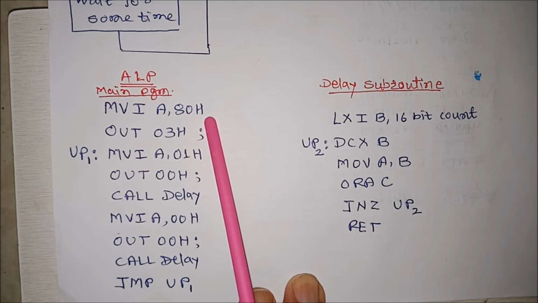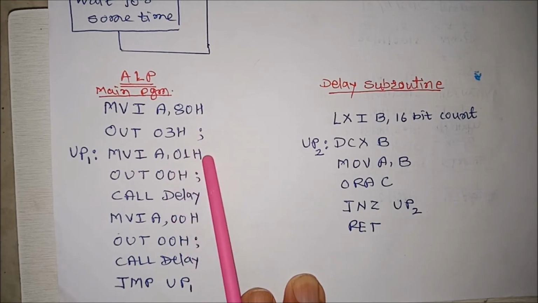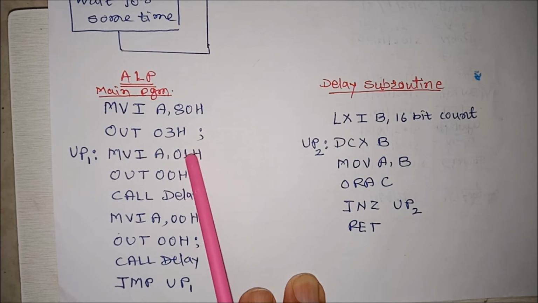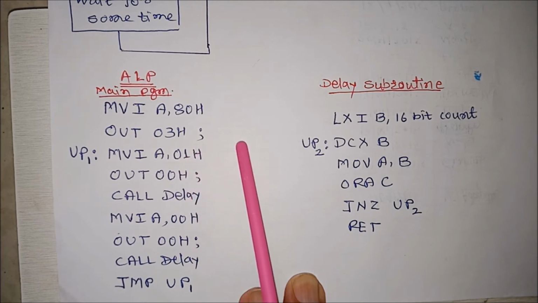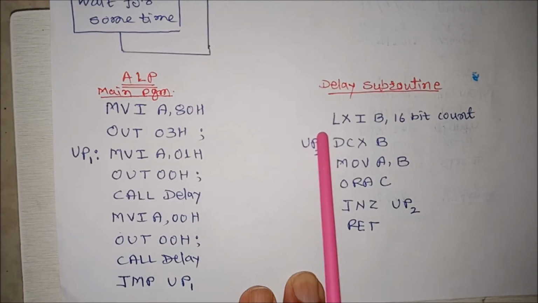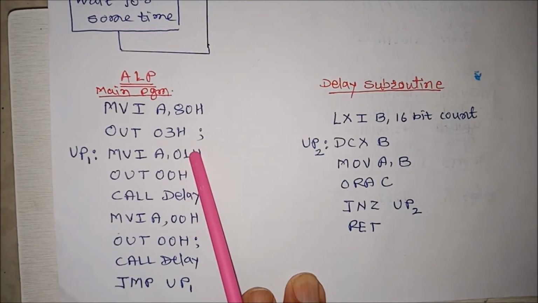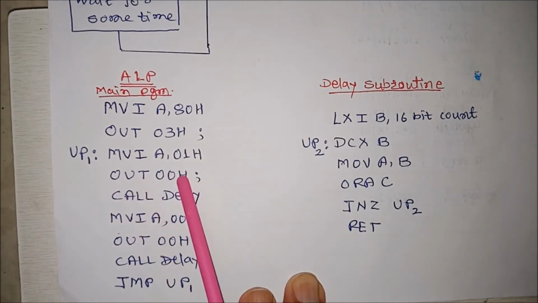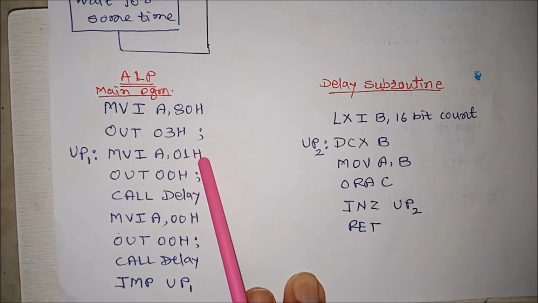Now what I want to do here is control PA0. So I will take 01, that is 0000 0001. That means the PA0 bit is equal to 1. Now I will send it to 00, which is the port A address. Then I will call a delay. That means this LED will be turned on for that specific time.